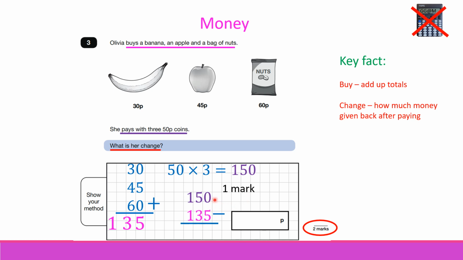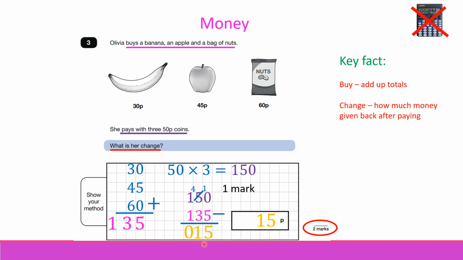We now actually need to do the subtraction. So we always start on the right hand side. 0 take away 5 we can't do. So I'm going to go to the 5, I'm going to cross this out, make it a 4, and then I've got a 10 here. So I've now got 10 take away 5. 10 take away 5 is 5. 4 take away 3 is 1. 1 take away 1 is nothing, which means my answer is 15 pence.